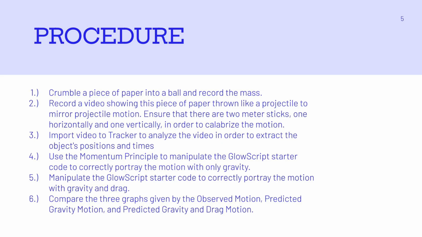Here's a brief look at my procedure. Basically, I crumpled up a piece of paper and threw it in a projectile motion way, and I recorded the video and imported it into Tracker. Then I was able to use the momentum principle to manipulate the GlowScript code to create two different computational models, and then I compared all three of these together.